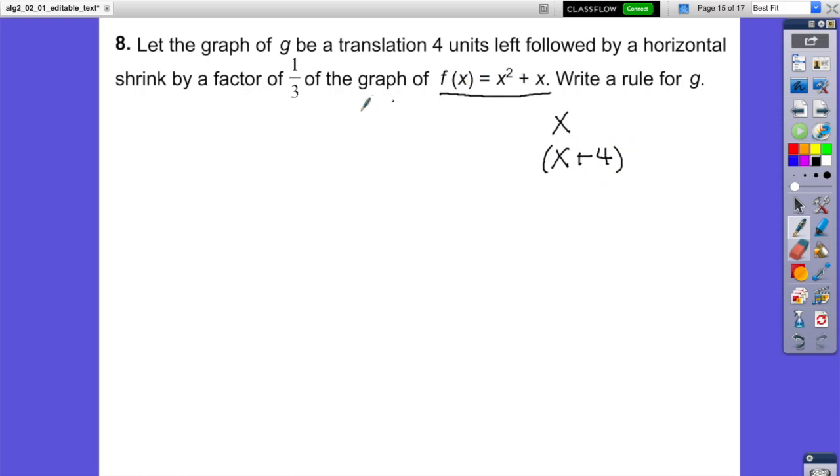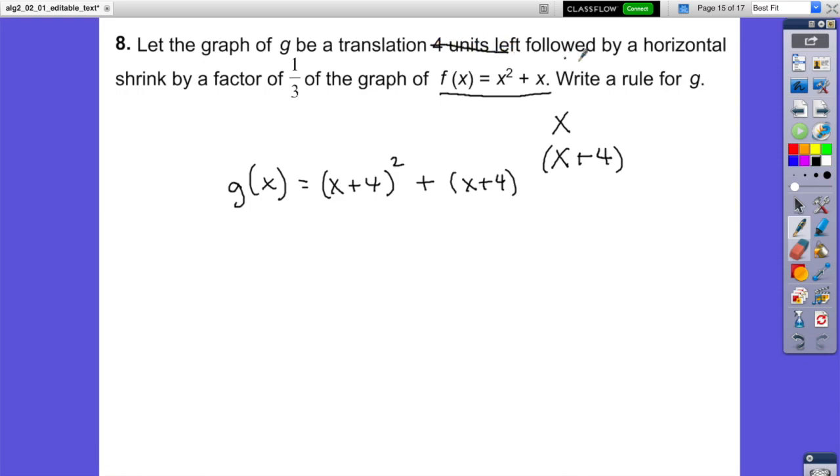So let's write our new function here. So I'm going to write g of x equals. Now remember, anytime you replace x, we're going to put parentheses around it. So this is the same function. Pretend that there's just an x for the f of x. Now we're going to replace it with the first rule, which says translation 4 units to the left. So instead of x, I'm going to write x plus 4 inside here. And then I'm going to write x plus 4 inside here. Good. So I finished that part.